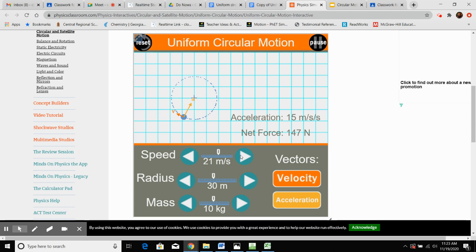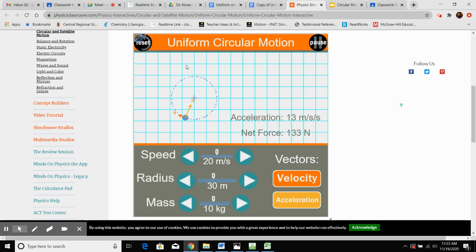Now, if we increase the speed again, you can see that it is dramatically increasing, and so is the acceleration, and therefore the force as well. So let's bring it back down to where we were originally. Is that why, when you're throwing a ball and you swing really fast and let go, it goes really far? Yeah, it's going to go farther. The more force you're swinging it with, the farther it's going to go.